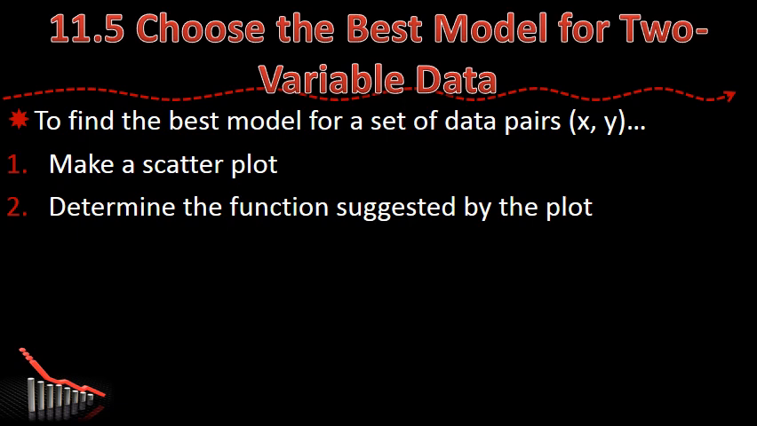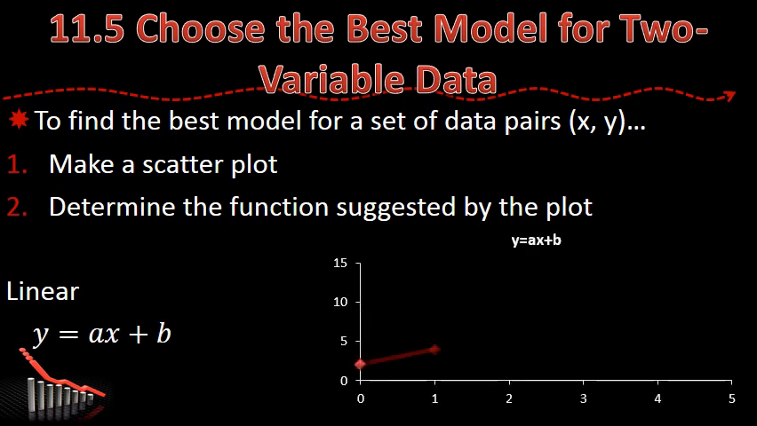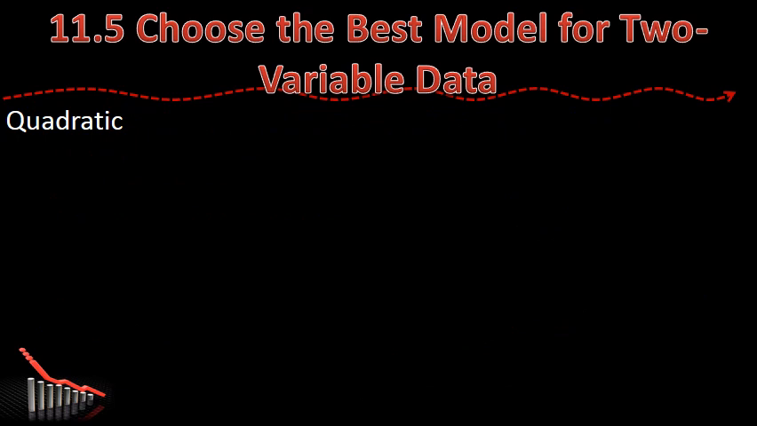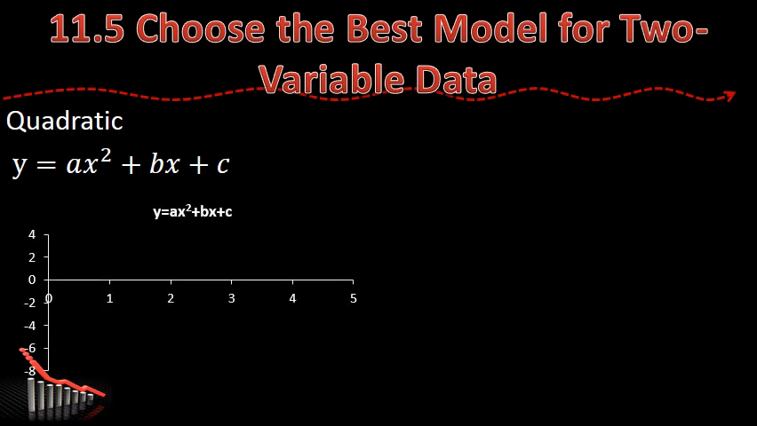Today we have 5 functions. The first one is linear. Y equals ax plus b, and of course it looks like a line, hence it's linear. Or maybe it's quadratic. Y equals ax squared plus bx plus c. Of course that's a parabola. I happen to make mine upside down, but they might be right side up.